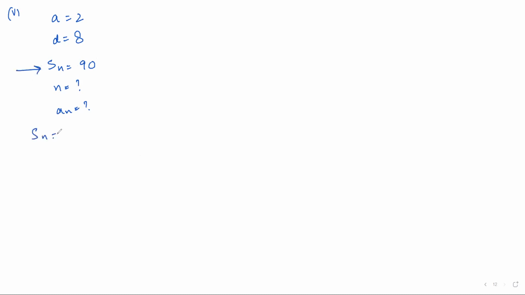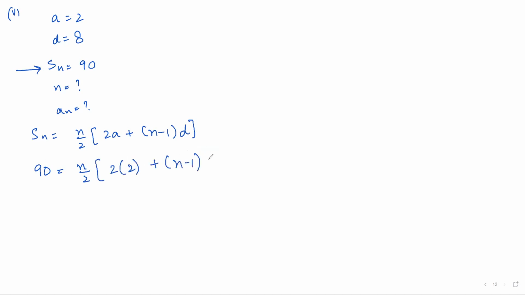So my formula is Sn is equal to n by 2 into 2a plus (n minus 1) into d, right? So Sn is 90, so 90 is equal to n by 2 into 2 into a, which is given. Whatever is given, you put it here. D is given. Now solve it. So this is 90 into 2 is equal to n into 4 plus, multiply this, 8n minus 8, right? So 90 into 2 is equal to n into, so this is 8n minus 4, right?